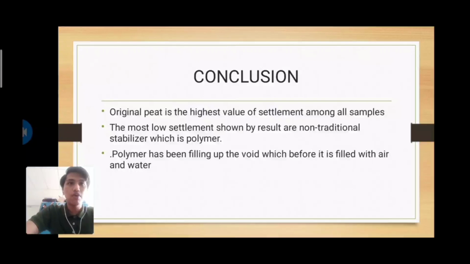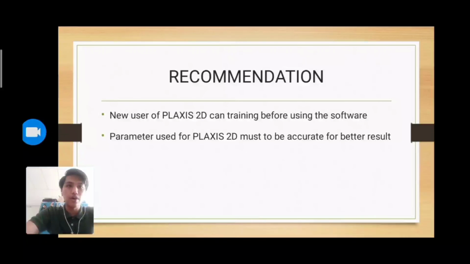The objective of the project is also fulfilled as the settlement of original peat without any stabilizer has been identified. In addition, we can also identify the better stabilizer used in this project, which is polymer. For the recommendation, a new user of Plaxis 2D can train before using the software. Parameters used for Plaxis 2D must be accurate for a better result.